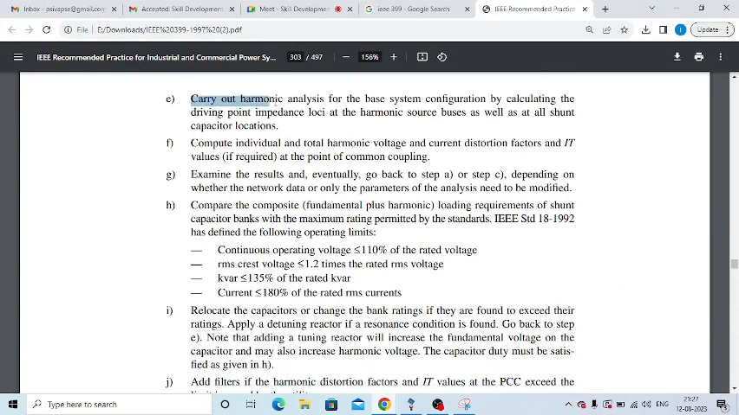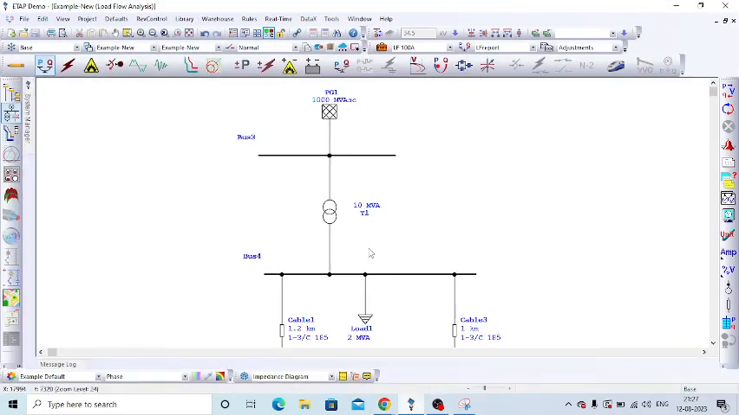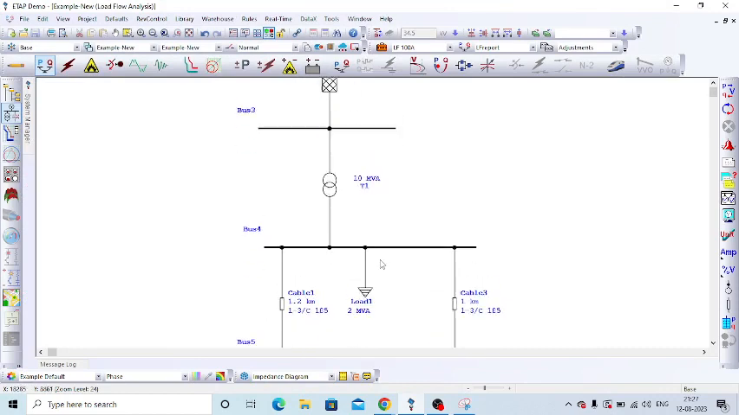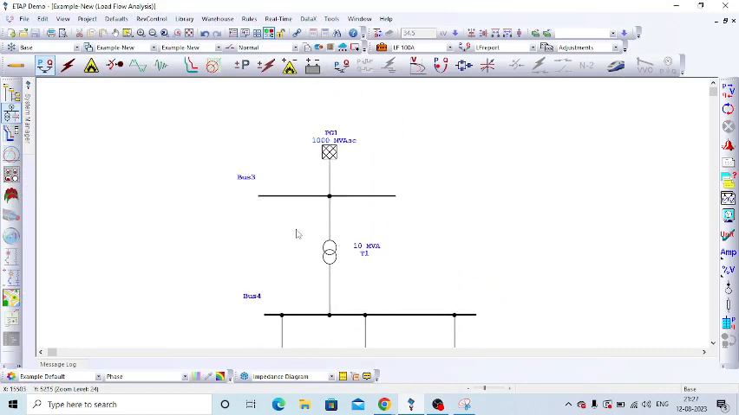Then carry out the harmonic analysis for the base system configuration. Base system configuration means here it is a simple system, with only one configuration. In a large system, two power grid sources will be there, multiple transformers, multiple generators, and as in the last session we saw, a bus coupler or tie breaker. So switching on the tie breaker, switching off the tie breaker, like that we have to do the harmonic analysis multiple times.